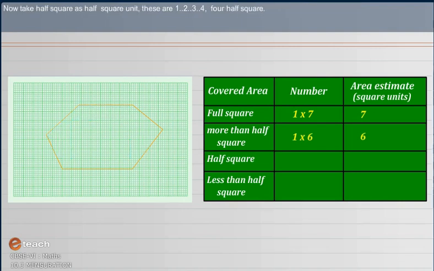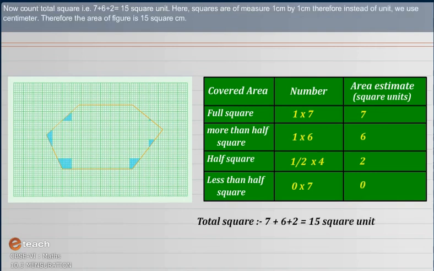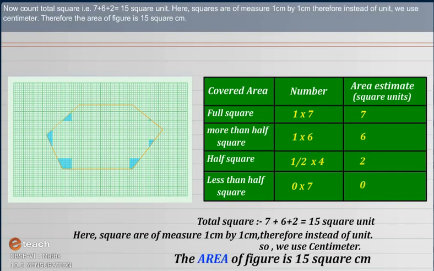Now take half squares as half square unit. These are 1, 2, 3, 4. 4 half squares. We can write it as 4 into half, that is equal to 2 full squares. And lastly, ignore less than half squares. Now count total squares, that is 7 plus 6 plus 2 is equal to 15 square units.